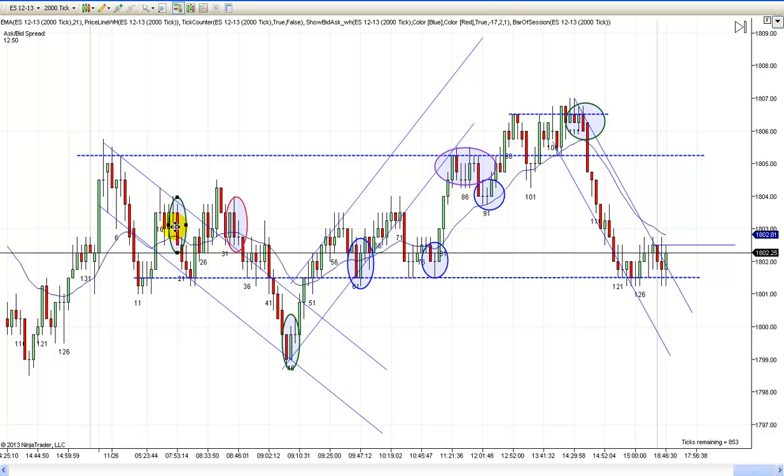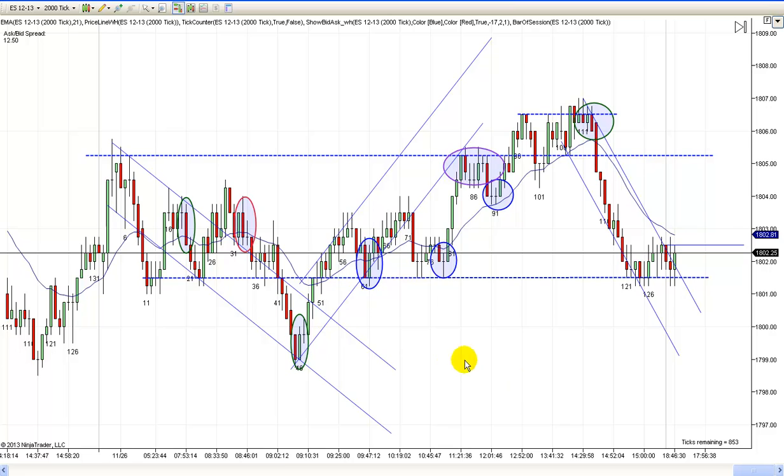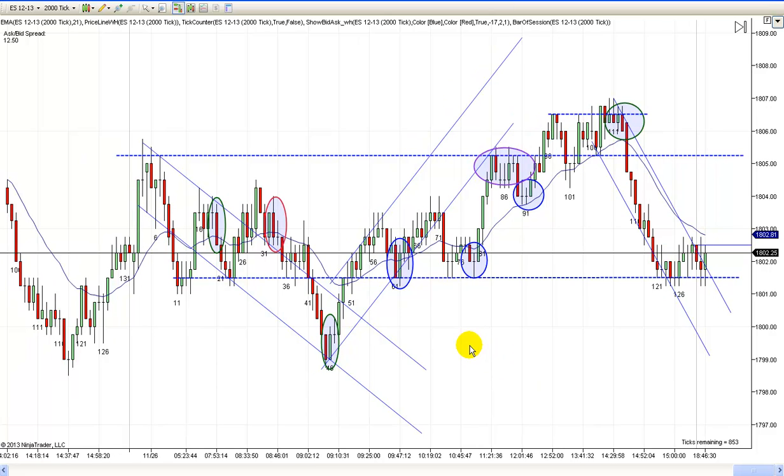So let's talk about the trades and then wrap this thing up, and I'm going to hopefully maybe call it quits for the week, so we'll see.